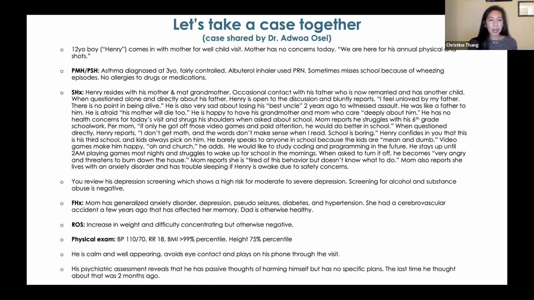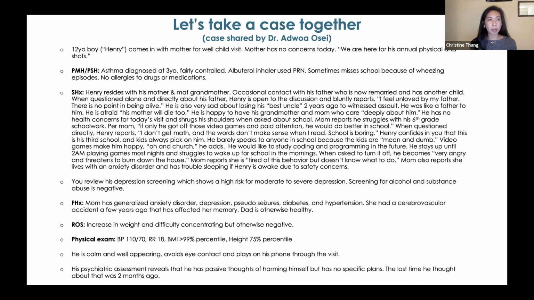Mom reports that she is tired of this behavior, but is really at her wit's end and doesn't know what to do. Mom reports that she herself lives with an anxiety disorder and has trouble sleeping if Henry is awake because she's worried about their safety.